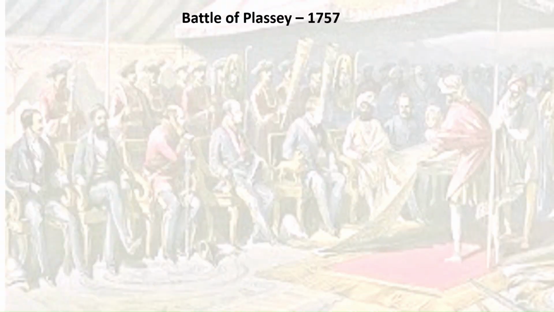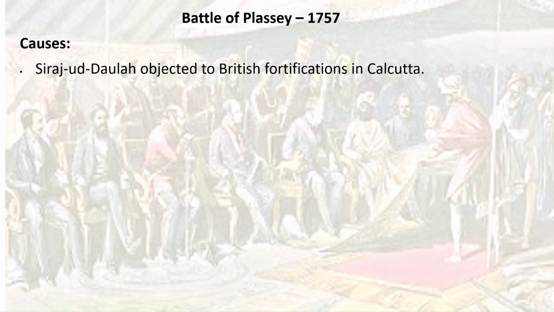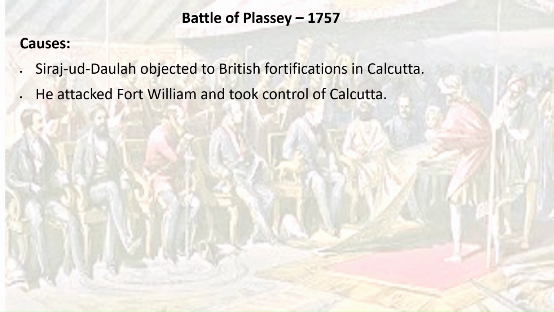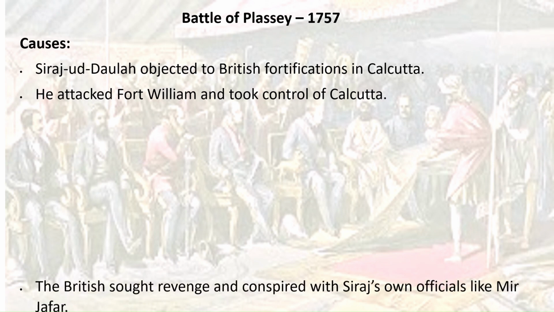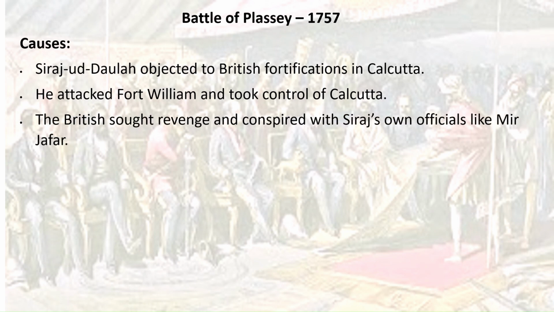Battle of Plassey, 1757. Cause of the battle. Siraj-ud-Dawla objected to British fortification in Calcutta. He attacked Fort William and took control of Calcutta. The British sought revenge and conspired with Siraj's own officials like Mir Zafar.